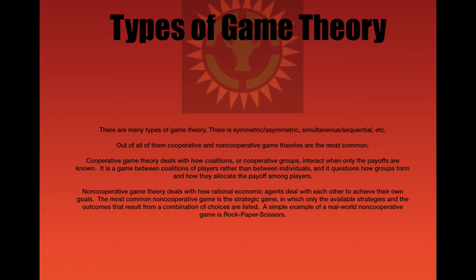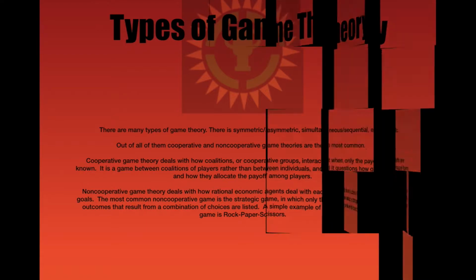Non-cooperative game theory deals with how rational economic agents deal with each other to achieve their own goals. The most common non-cooperative game is the strategic game, in which only the available strategies and the outcomes that result from a combination of choices are listed. A simple example of a real-world non-cooperative game is rock, paper, scissors.